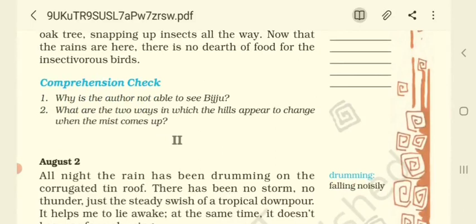Why is the author not able to see Biju? Because Biju was running in the farthest distance and he was not within the writer's vicinity, right? What are the two ways in which the hill appears to change when the mist comes up? The birds and everything go silent, and the creepings and everything stops, right? You try and describe it in your own words.